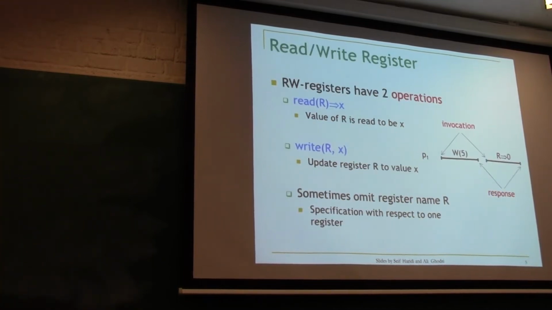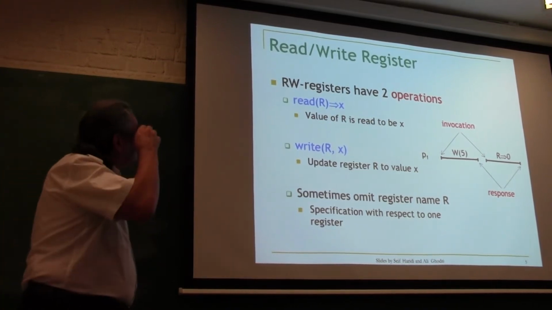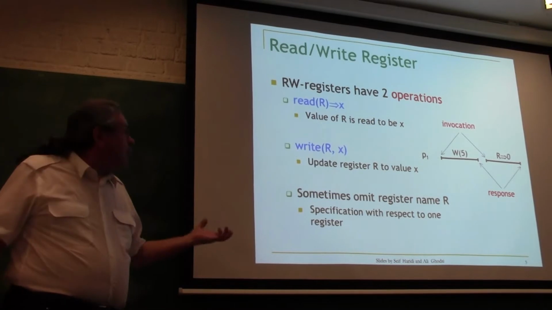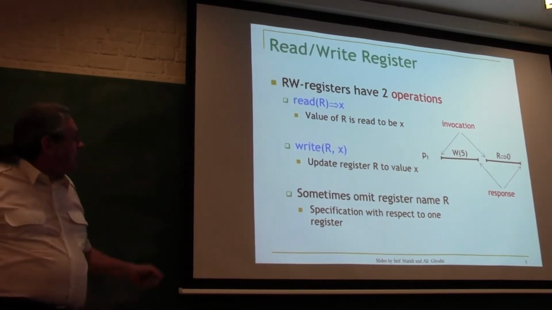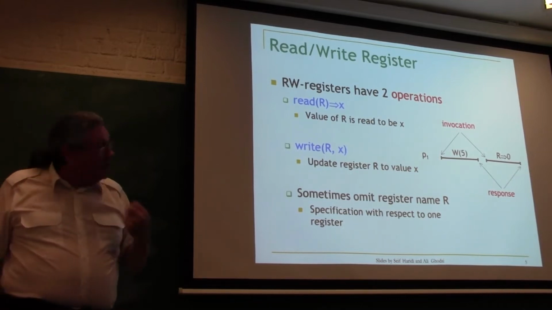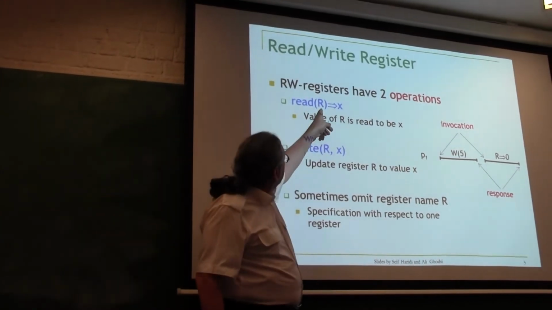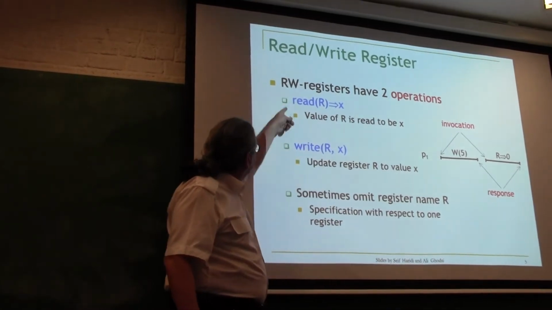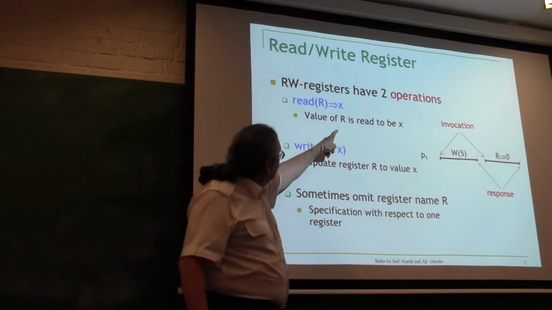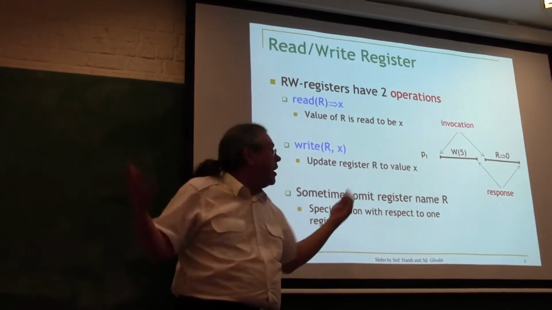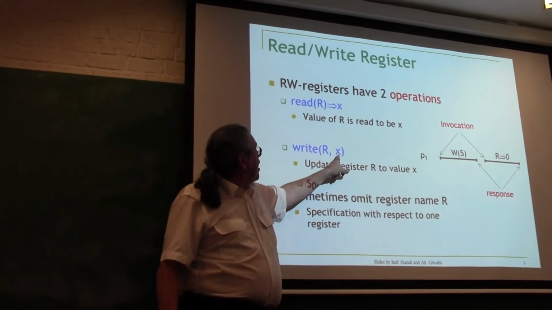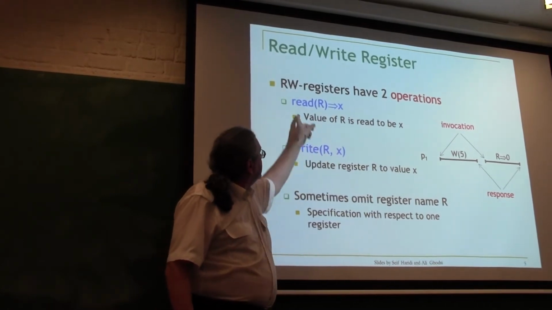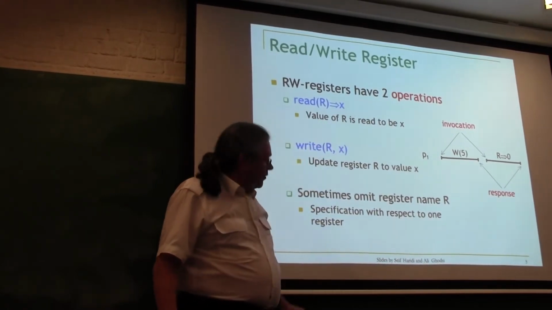Okay, so let me make a definition now of a read-write register. Today I'm going to talk about algorithms for implementing this. So what does it look like? You have register R, and you have read and write. When you read R, it returns some value X. And when you write R, you write a new value X into R. So these are the two operations.